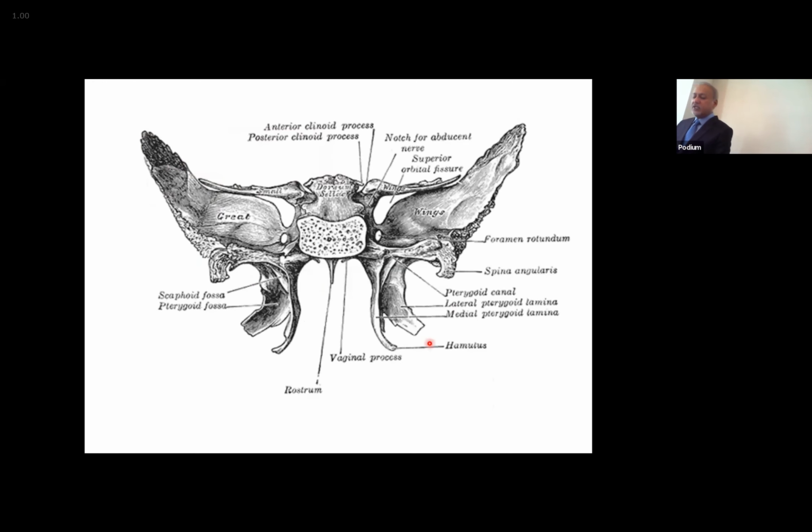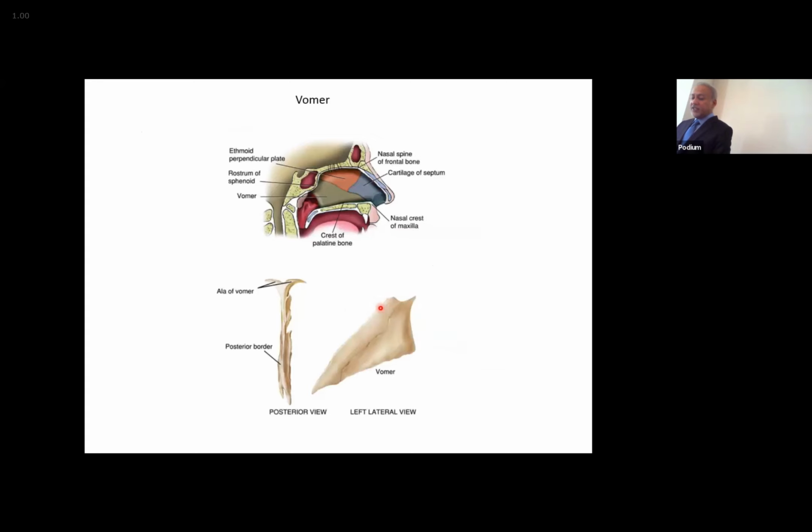The other bone which is contributing to the roof of the nasal cavity is the sphenoid bone, and we talked about the sphenoid bone yesterday. This bone which is sitting in the midline, a single bone, is called the vomer. This is the posterior view and this is the lateral view of the vomer. Now in this view you can see the perpendicular plate of the ethmoid bone.